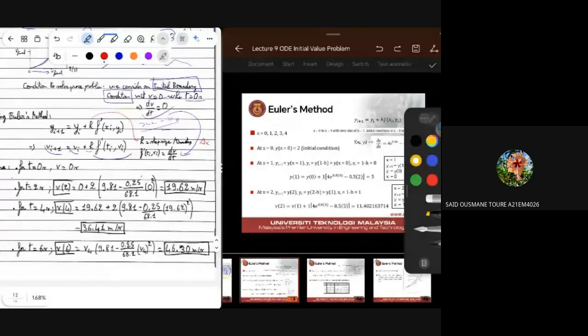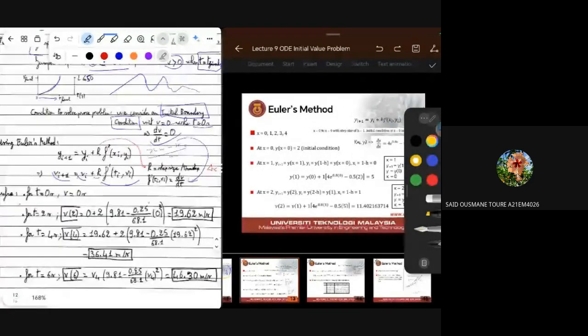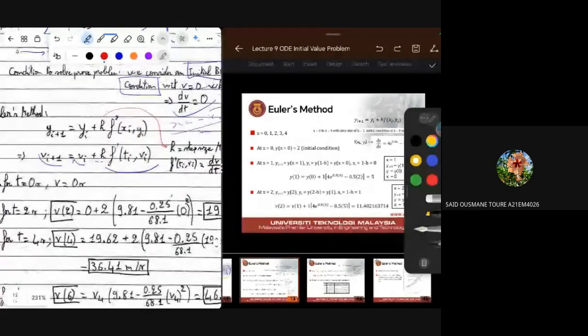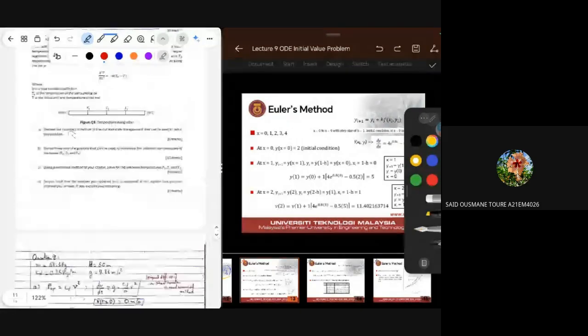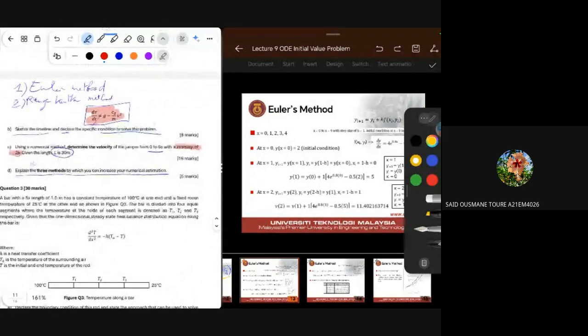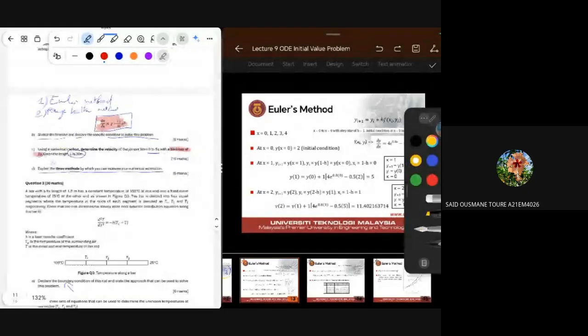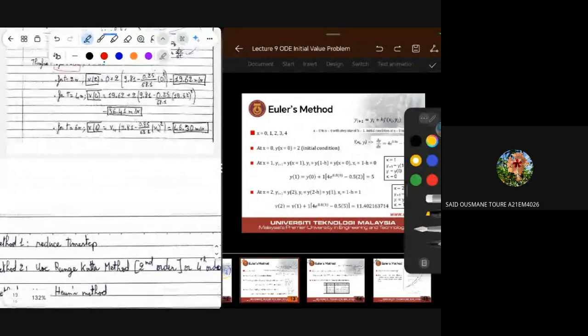Now we know that they said the step size is 2. So the h value here will be what? Logically 2. So here I chose t equals 0. I go one by one, okay, guys. What is the question? They said, using a numerical method, determine the velocity of the jumper from 0 to 6 seconds. They didn't say determine the function. No. We are not here to give a function. We're here to just get the values from 0 to 6 seconds with a time step. Understand? That's all we are here to do.